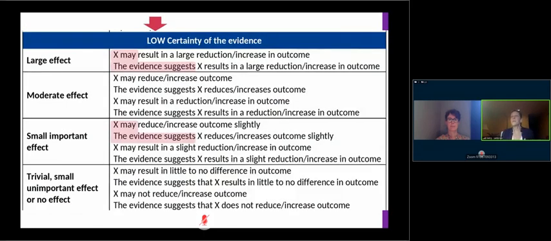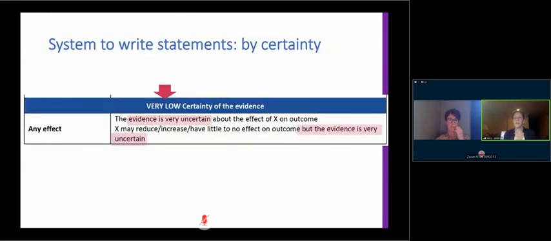If you find that your evidence is low certainty, you would say, the intervention may result in, or the evidence suggests that the intervention results in. So the qualifying words there are may and evidence suggests. And then if you end up with very low certainty evidence, you'll be using words such as the evidence is very uncertain about this effect on this outcome, or X may reduce this outcome or increase this outcome, but the evidence is uncertain. So those are the types of qualifying words that were being used, depending on the certainty of the evidence.